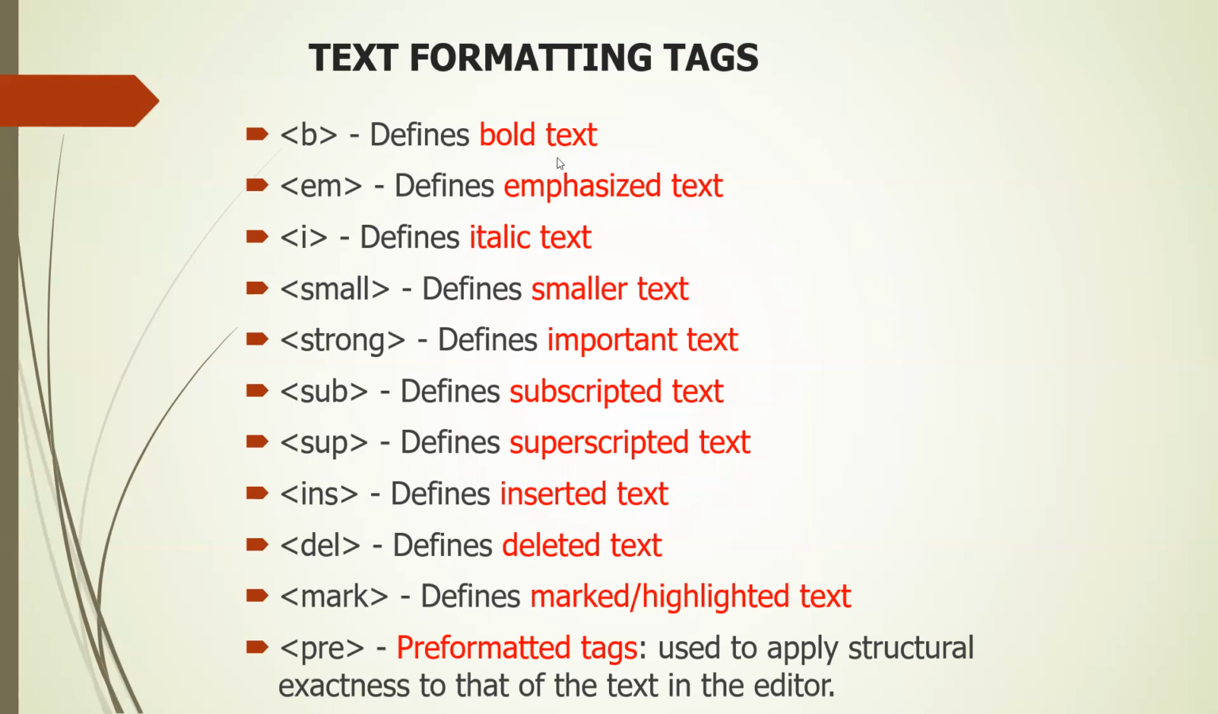B represents bold text. EM represents emphasized text. I, if you give, your text will be converted to italic text. Small, if you give, compared to other text, whichever text has the small tag will look smaller. Strong means it will have bold format. Subscript, if you want to mention any text as subscript, then you should use the tag sub. If any word or character should be a superscript, you have to use SUP.